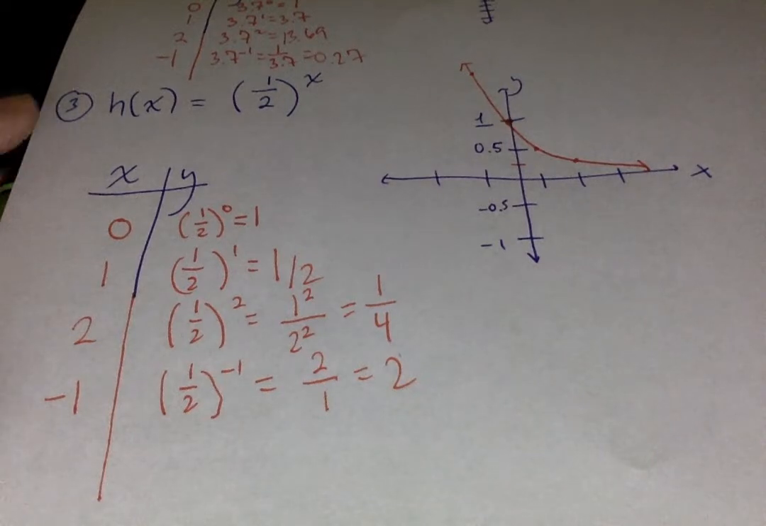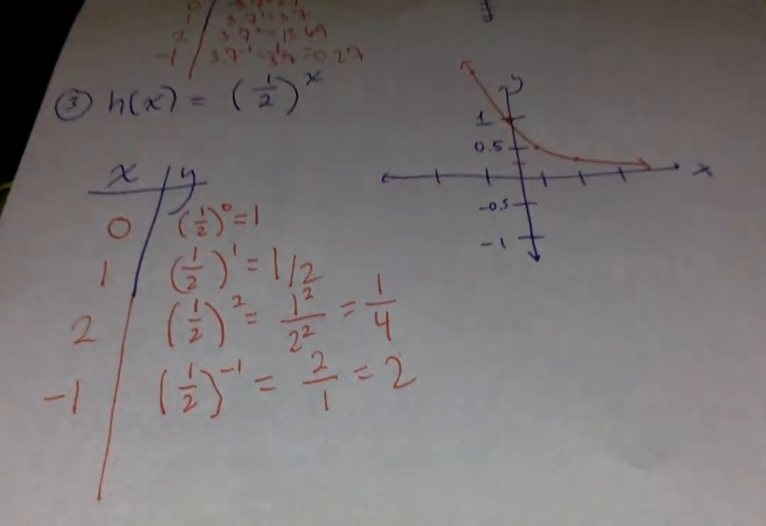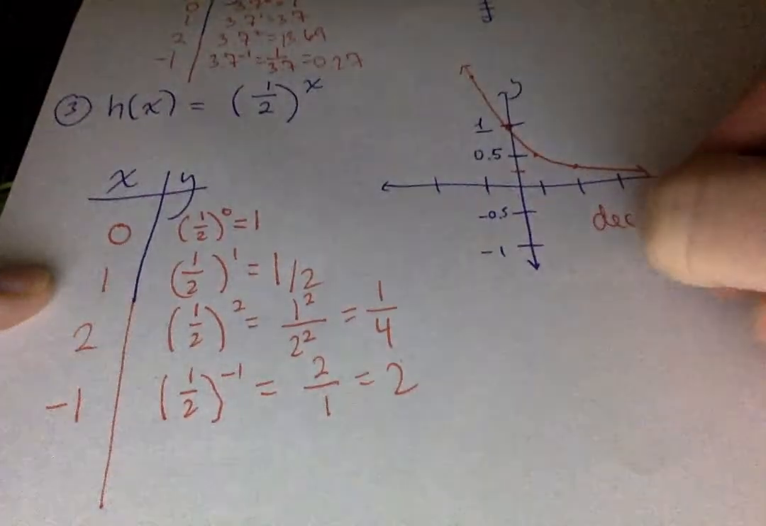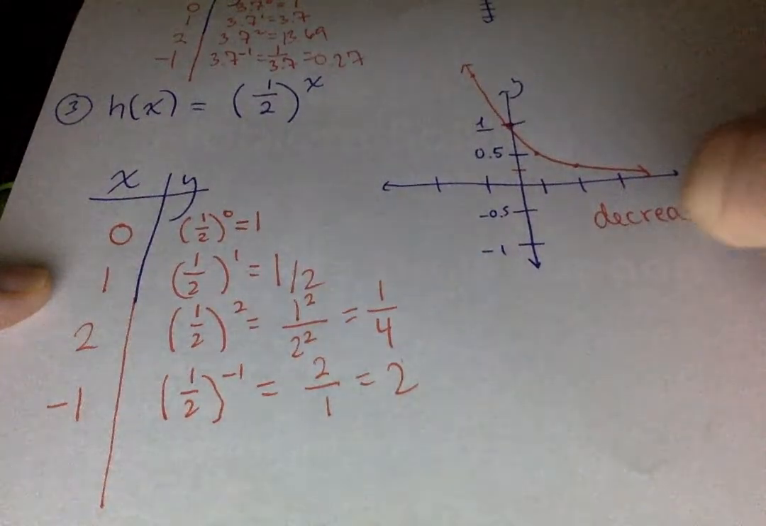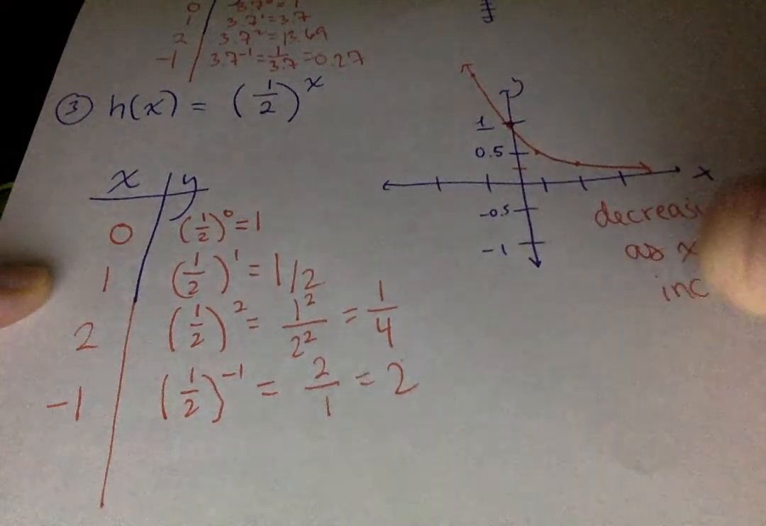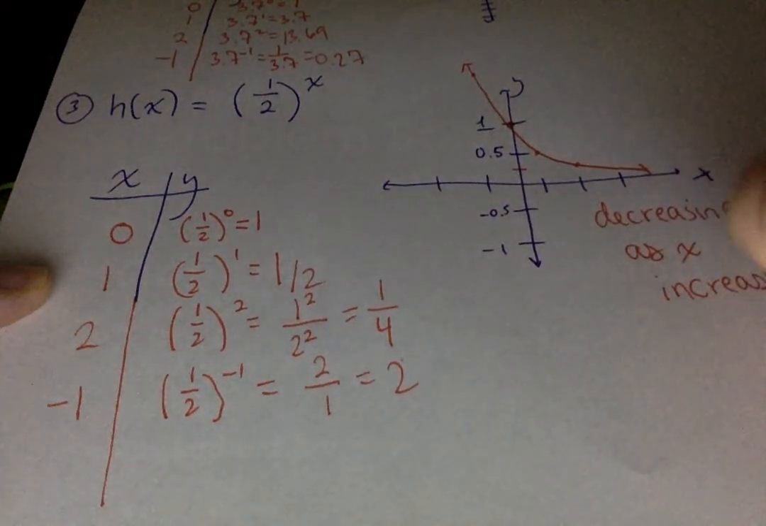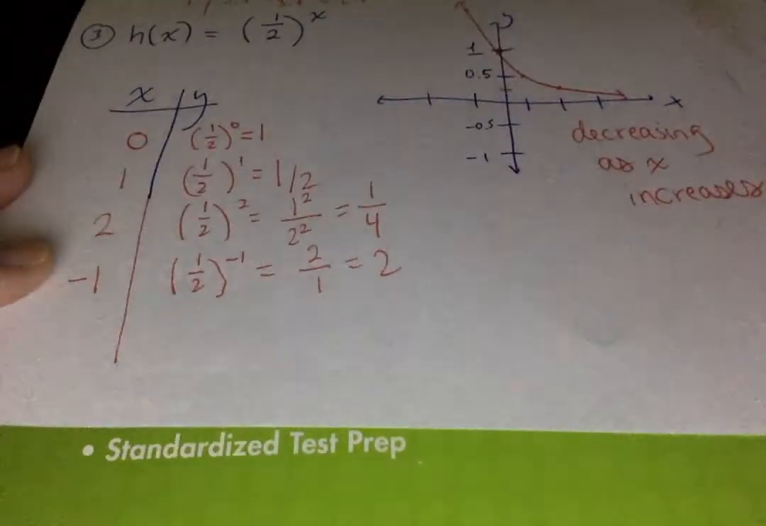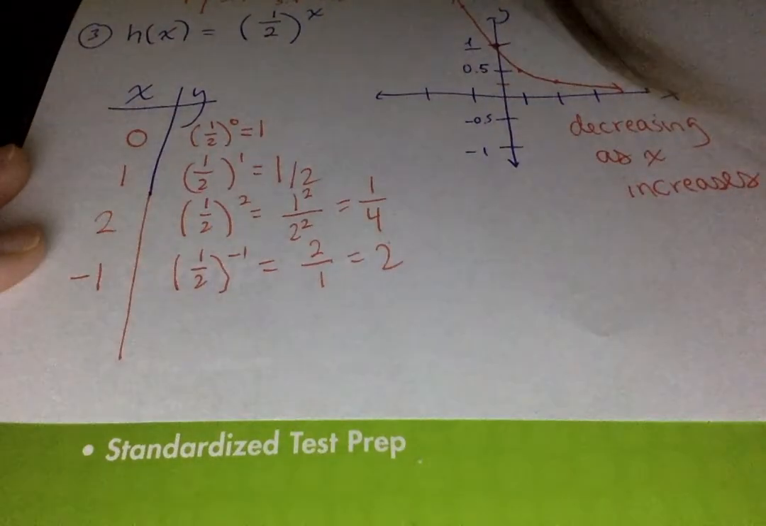Notice it's different from the first two. The first two were increasing as x increases. This one is decreasing as x increases, because we continue to multiply a half by a half. We're taking a half of a half of a half of a half. It's going to keep halving, versus on the previous ones, we were multiplying them by larger and larger values.